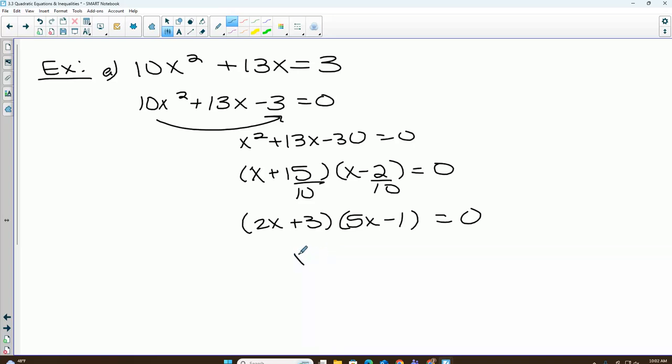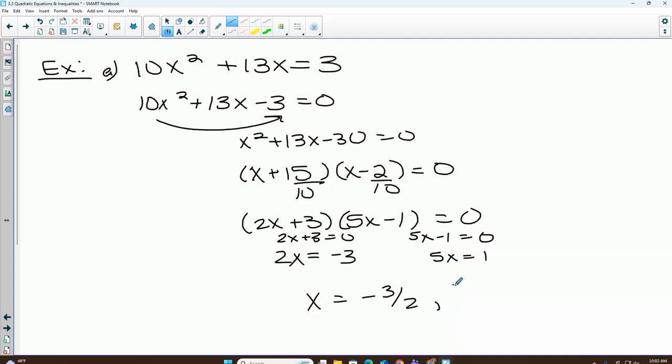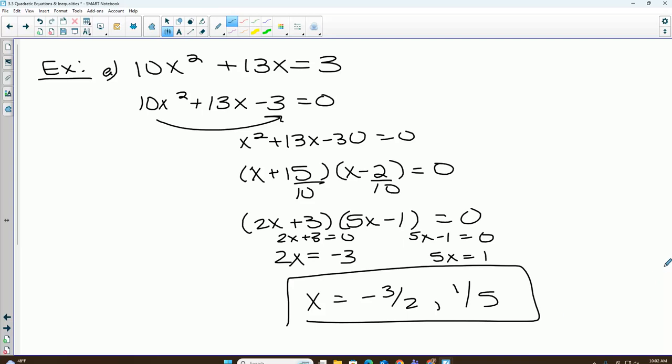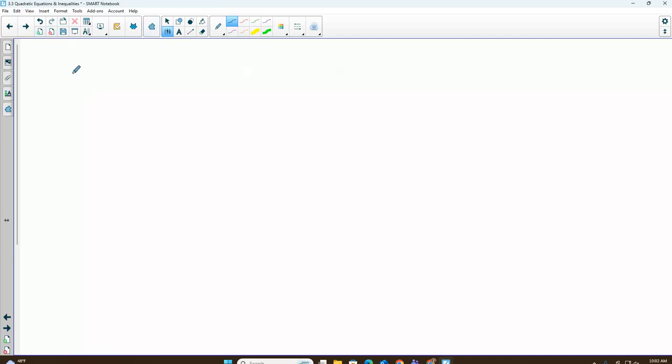So we get x to equal what? So if I said, and if you set 5x minus 1 equal to 0, you get positive 1/5. So negative 3 halves and 1/5 are my answers. What if I gave you this one?